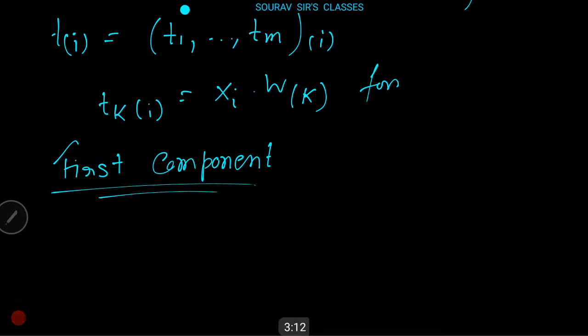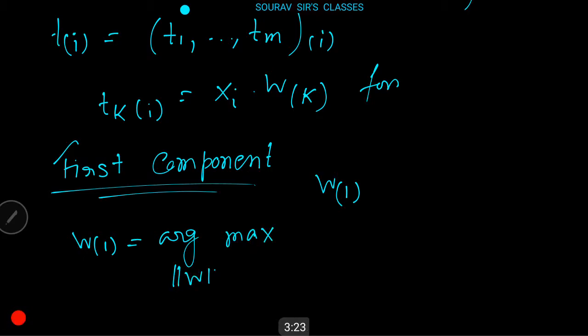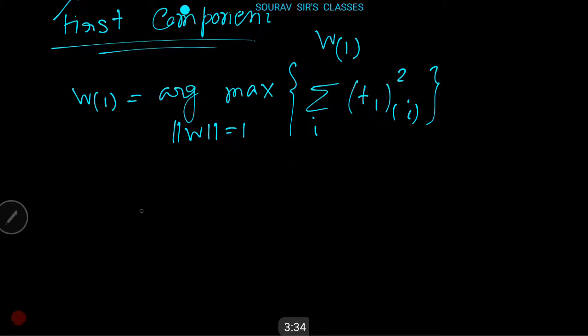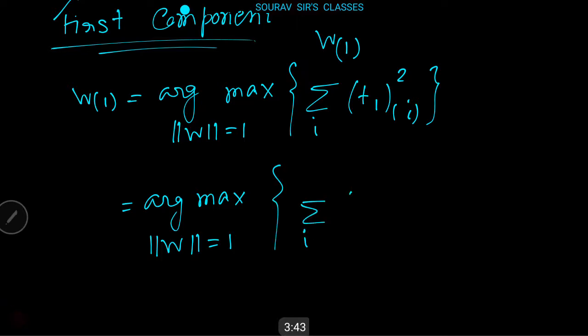The first loading vector w1 thus has to satisfy w1 = argmax over ||w|| = 1 of the summation over i of (t1)_i squared, which equals the max of the summation over i of (x_i · w) squared.